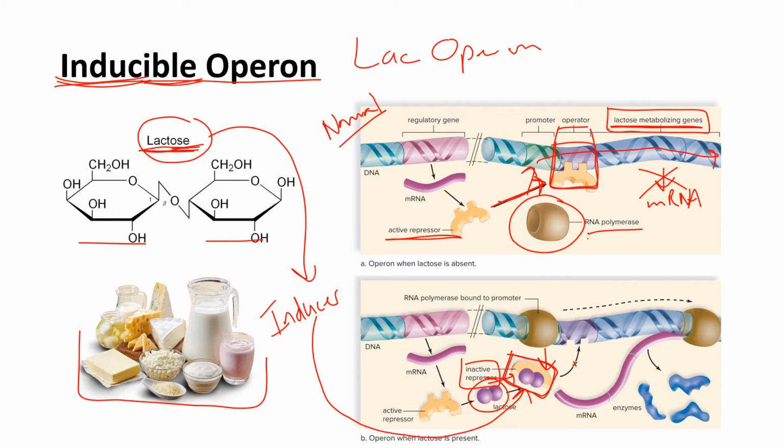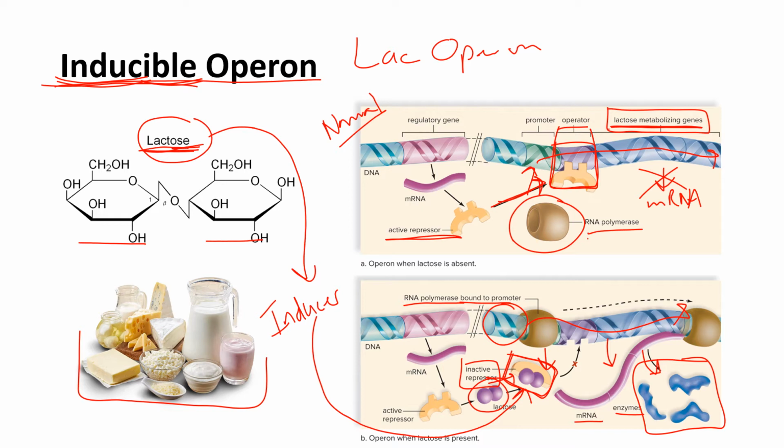from the operator, and now the RNA polymerase can bind to the promoter, and then it can slide along the DNA, it can transcribe those genes into the mRNA, and then that gets translated into the enzymes, and then these enzymes can break down the lactose. So this is an example of an inducible operon.